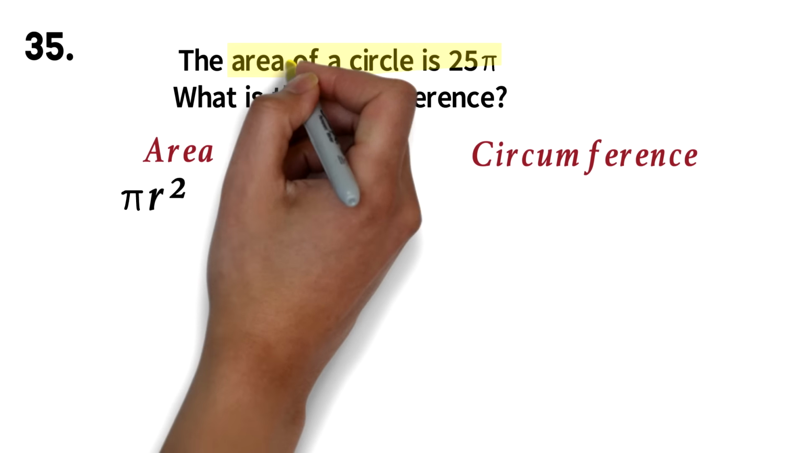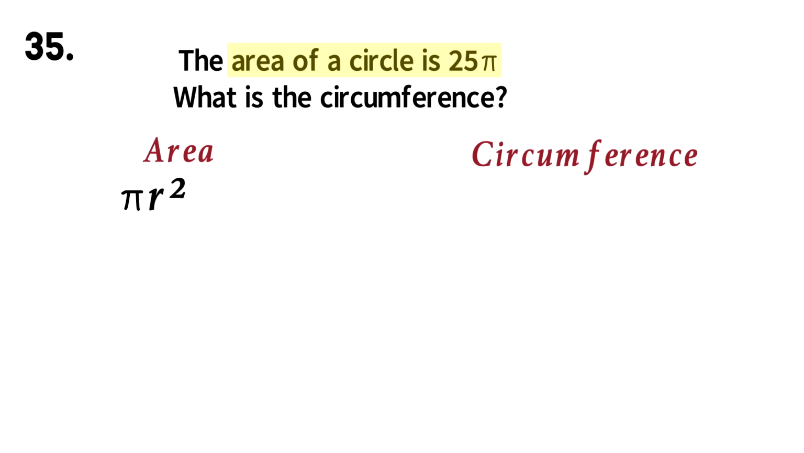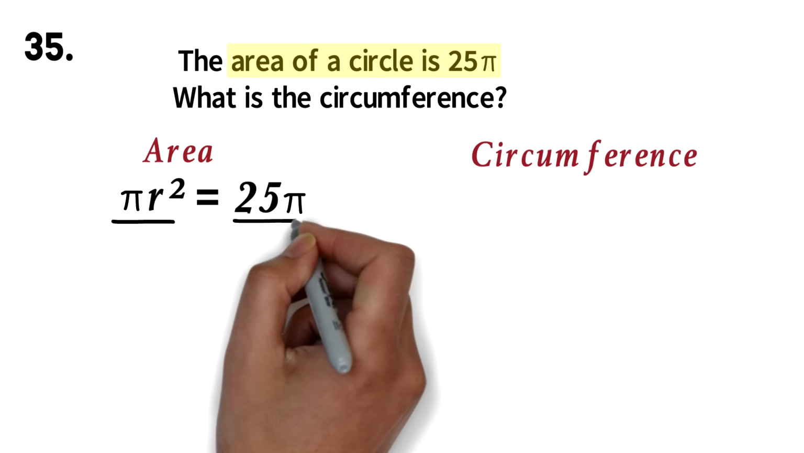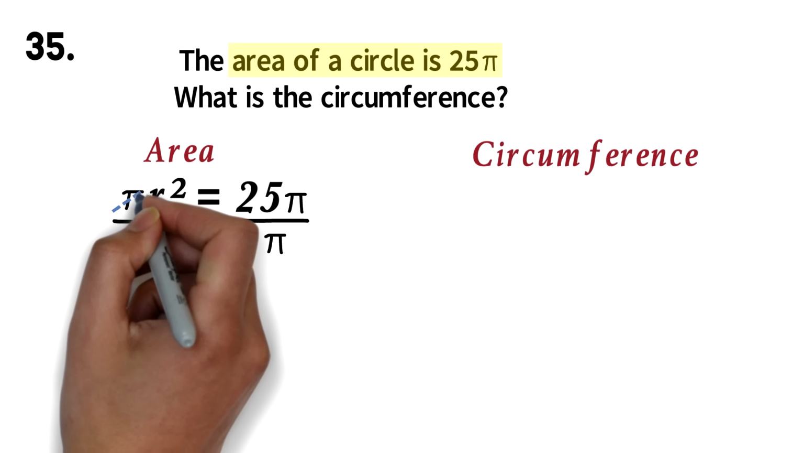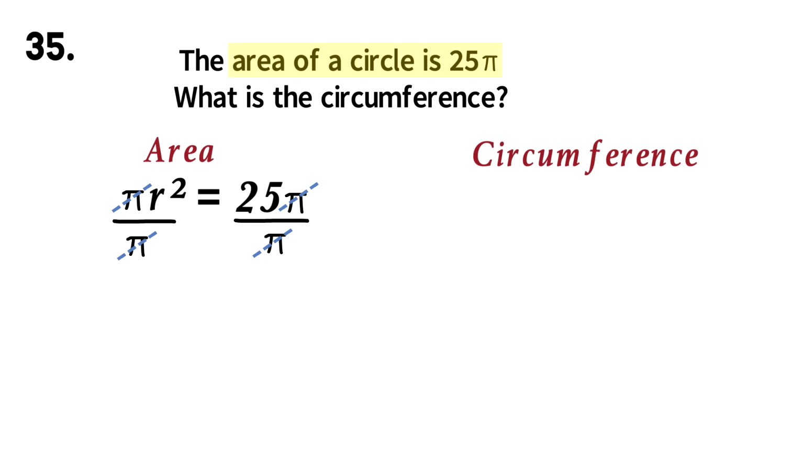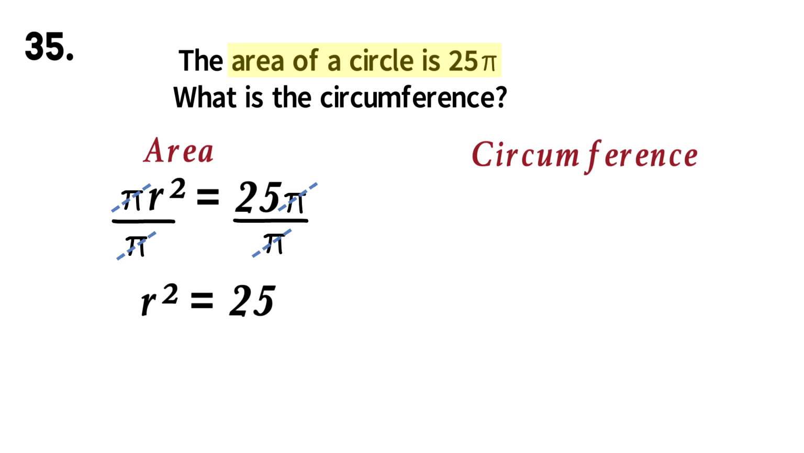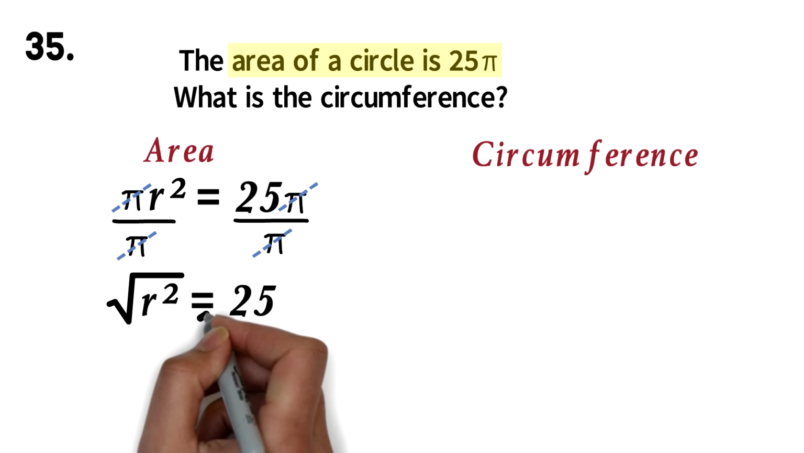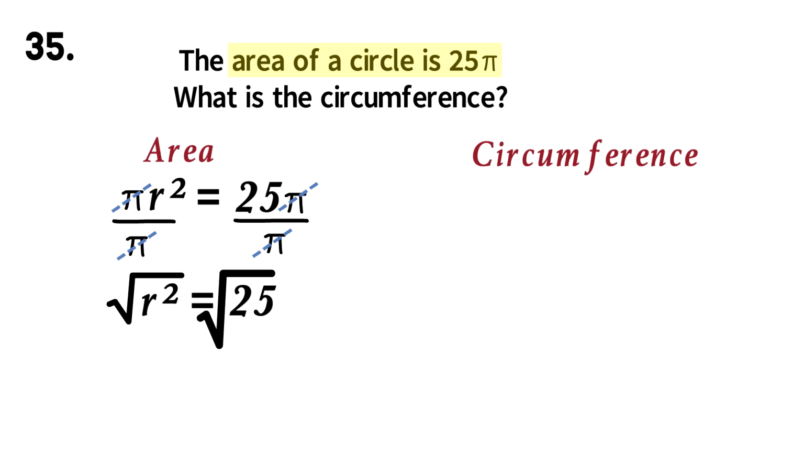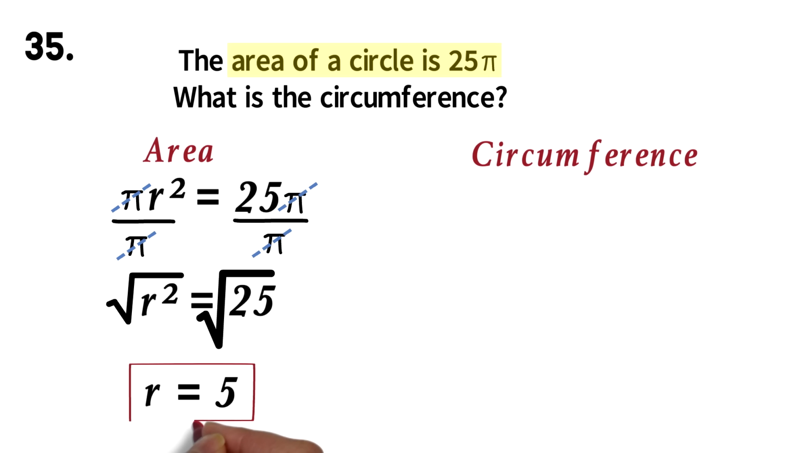We are told the area is 25 pi. We can equate the two. Divide both sides by pi. The pi's will cancel out. We now have r squared equals 25. To remove the squared, we will find the square root of both sides. Square root of r squared is r. Square root of 25 is 5. So r is 5.